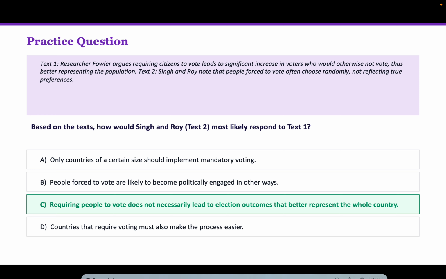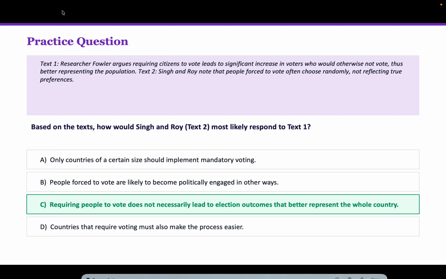So again, I haven't looked at the answer choices yet, but let's see. A, only countries of a certain size should implement mandatory voting. Completely irrelevant. None of them talk about country size. B, people forced to vote are likely to become politically engaged in other ways. Again, they don't talk about political engagement in other ways. Completely irrelevant.